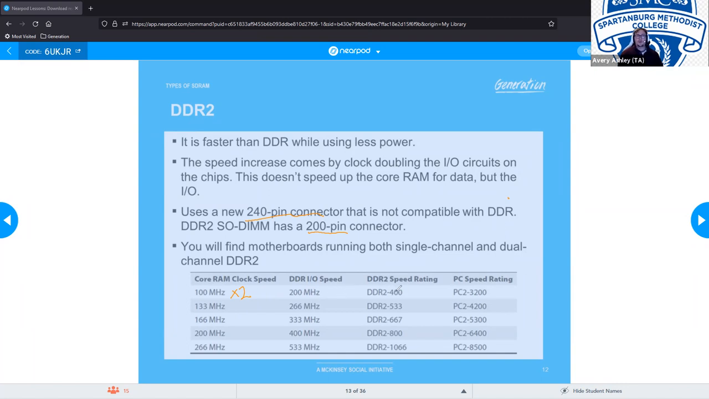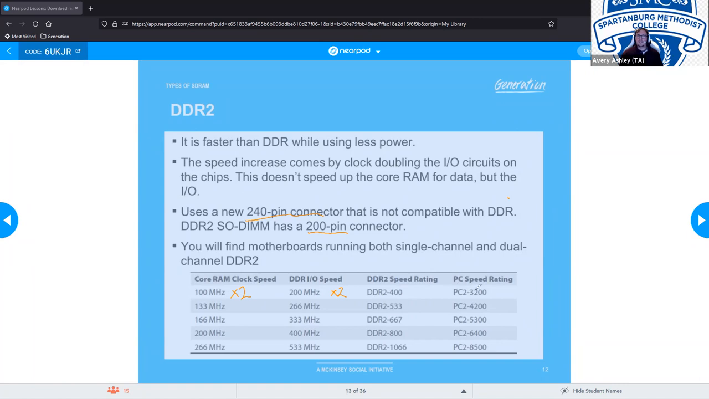But now that we're working with DDR2, our speeds are doubling once again. So we're going to double our DDR speed to figure out what our DDR2 speed is. So 200 times 2 is going to be 400. So DDR2 is going to run at 400.